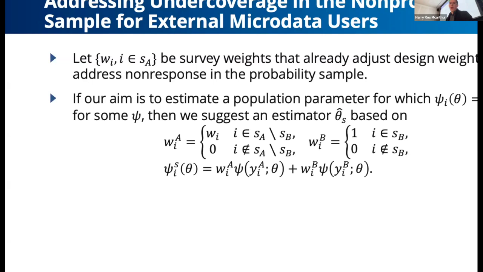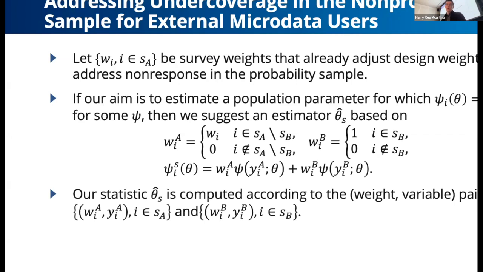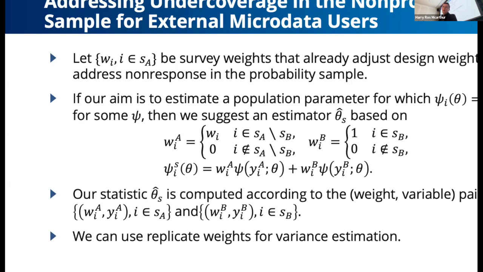Then if we're integrating, and in the interest of time I might speed over this a little bit, but basically if we're integrating from a probability sample and a non-probability sample, you can use these weights to calculate statistics in a way that gets the best of both worlds. So we have these weights, our statistic is computed according to these weight-variable pairs, and we can use replicate weights for variance estimation that are provided for some ABS surveys, which allow you to do variance estimation from the perspective of the design.